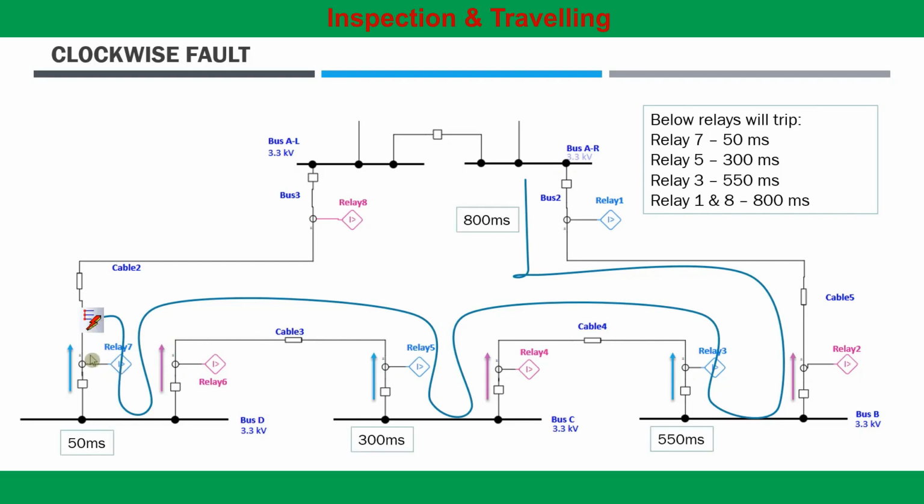Hence, for this fault, relay 7 will operate in 50 millisecond, and if this relay fails to operate, relay 5 will operate in 300 millisecond as a backup protection relay. Then relay 3 will operate at 550 millisecond, and finally relay 1 and relay 8 will operate in 800 millisecond.